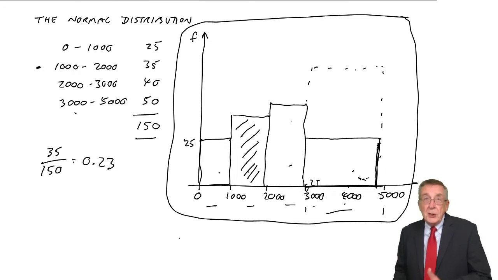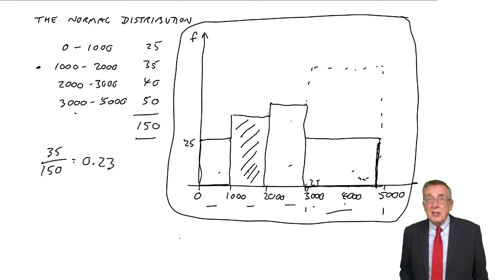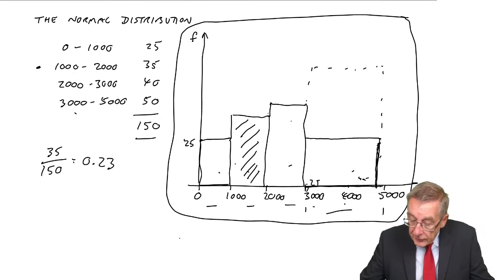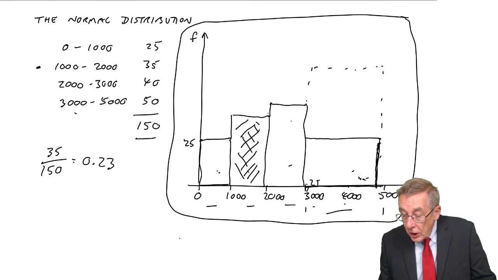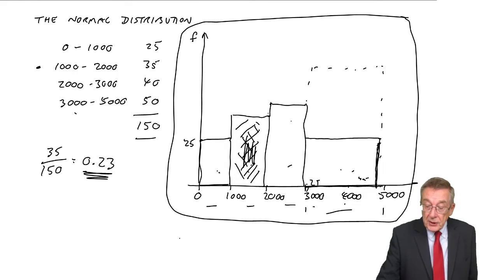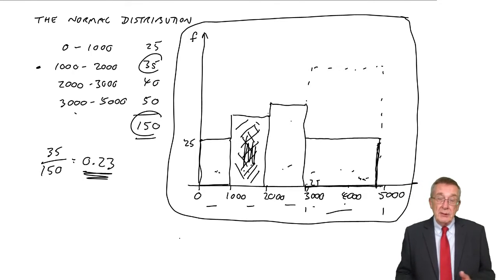And don't worry, you'll never be doing this in the exam. I'm introducing what we're going to do with normal distribution. But if I gave you that histogram and you had a ruler, if you could measure that area, how many square millimeters or whatever it is, and take it as a proportion of the total area of all the bars, then again you'd come to 0.23. Because the area of that bar is proportional to 35, the total area of all the bars is proportional to 150.